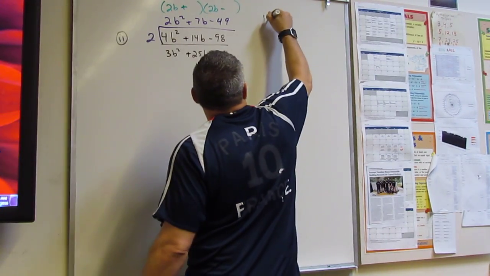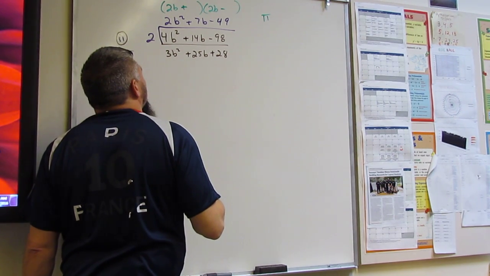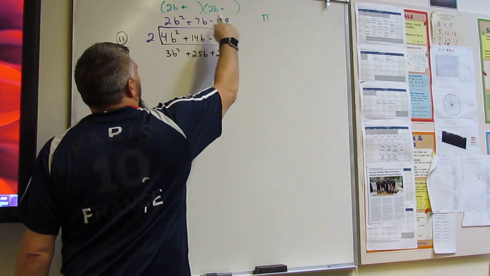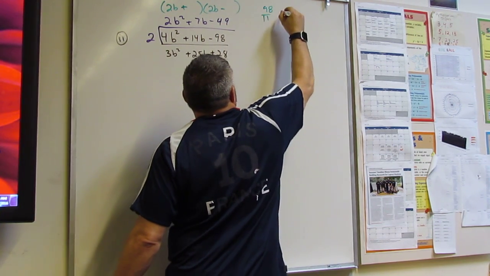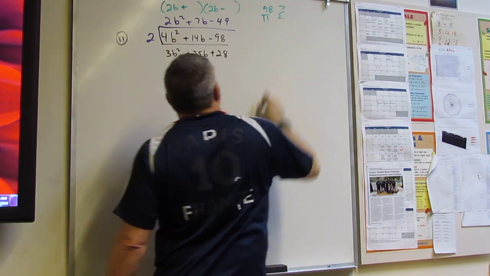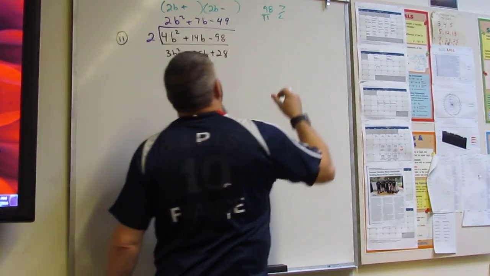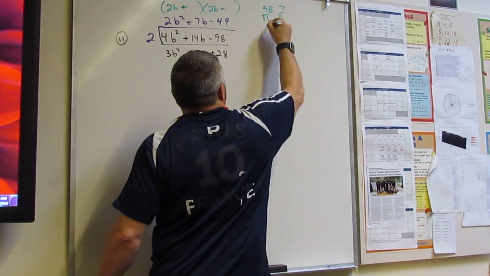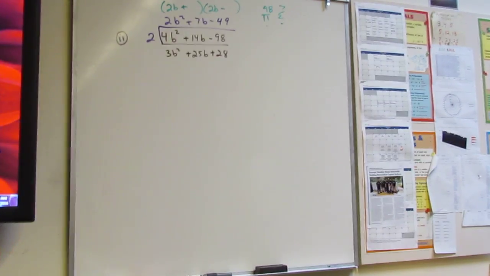Alright, what's my product? 2 times 49, which is 98. Good. And what's my sum? 7. Okay, so I'm subtracting in the sum. So I need two numbers that multiply to be 98 but subtract to be 7.